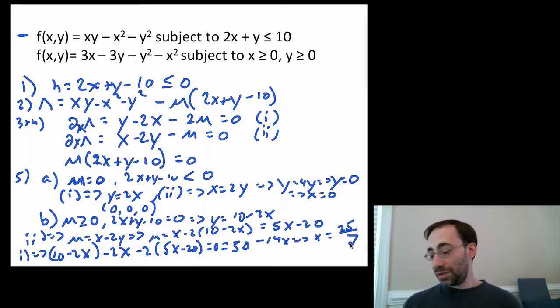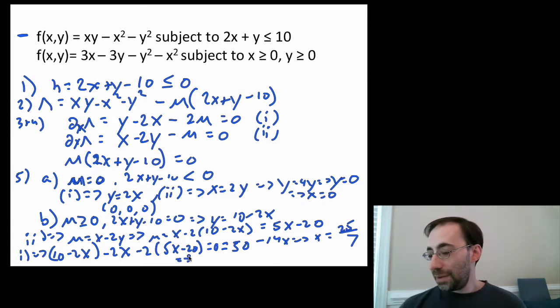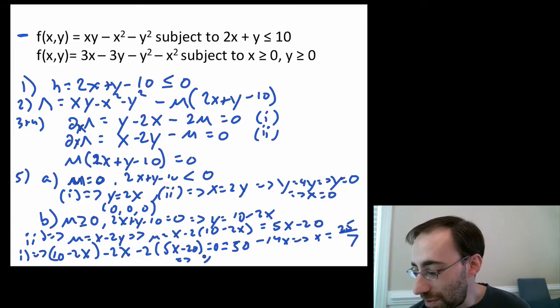That's a possible solution. Looks better than 0. Let's check it out. What does that imply? We can plug in for y over here. 10 minus 2 times x is 10 minus 50 over 7. 10 is 70 over 7. So 70 over 7 minus 50 over 7 is 20 over 7. So that implies y is 20 over 7.